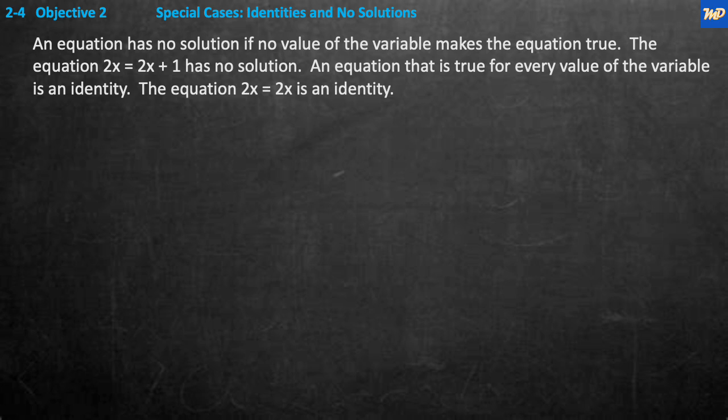Objective 2. Special cases, identities, and equations with no solution. An equation has no solution if no value of the variable makes the equation true. The equation 2x plus 2x equals 2x plus 1 has no solution. There's no number you can put in for x that will make both sides equal. An equation that is true for every value of the variable is an identity. The equation 2x equals 2x is certainly an identity.